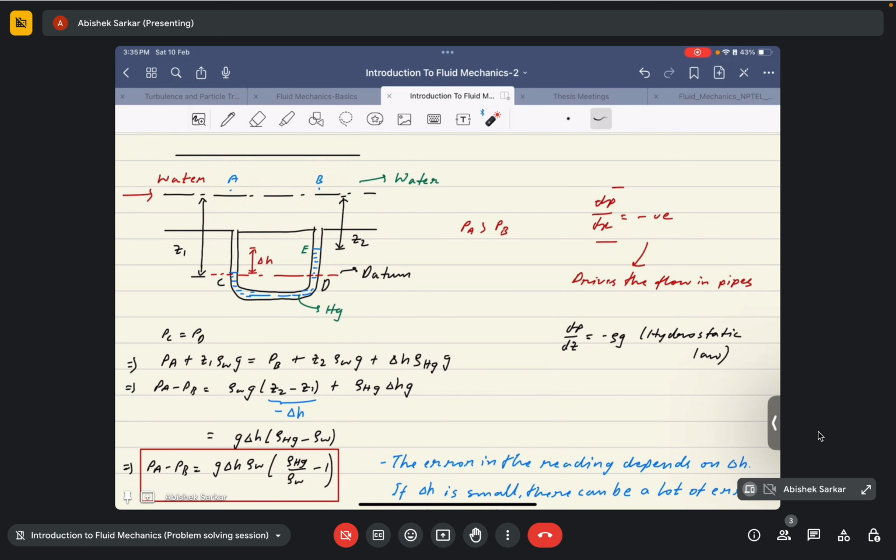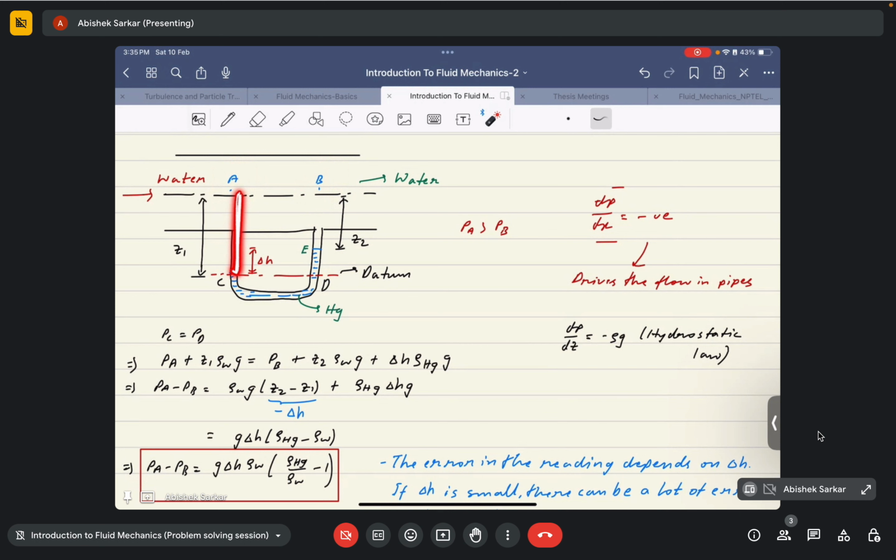So there is some pressure difference. There is some value of pressure at point A and point B. That's the first thing. Then this liquid column from A to C will exert some pressure on point C, right? This liquid column.